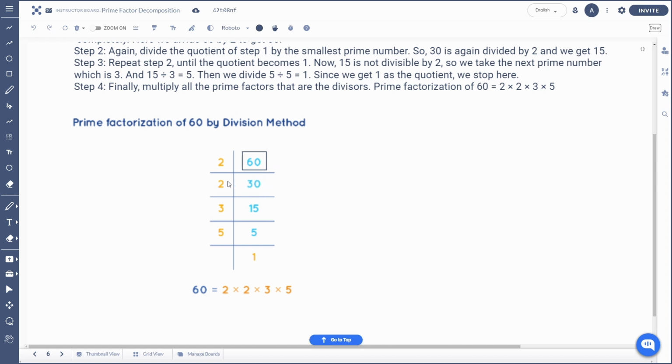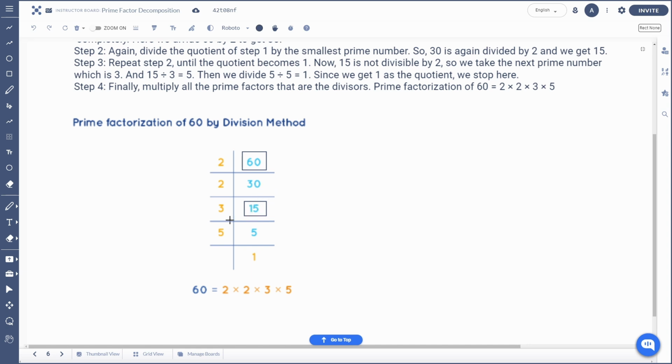Now again you think of the number that can further divide this 30, and it has to be a prime number. This is the essential condition in this method, that whatever divisors you choose, they have to be prime numbers. You cannot do it with a non-prime or a composite number. So this is what you have to take care of. Well, again 30 is further divisible by 2. We got 15. Once we got 15, 15 is not divisible by 2 because it's an odd number.